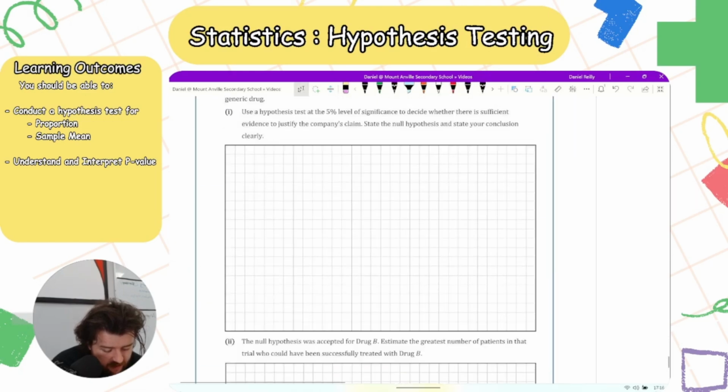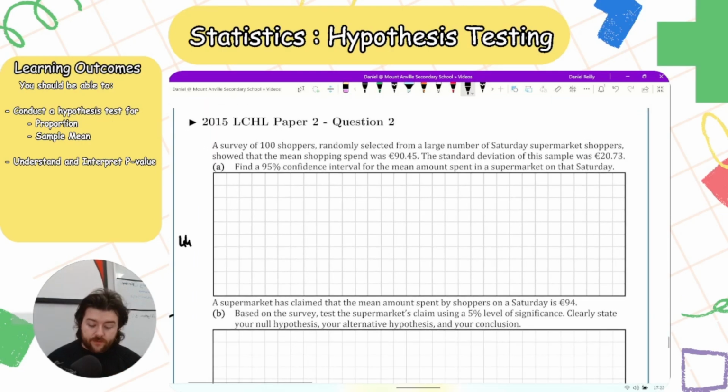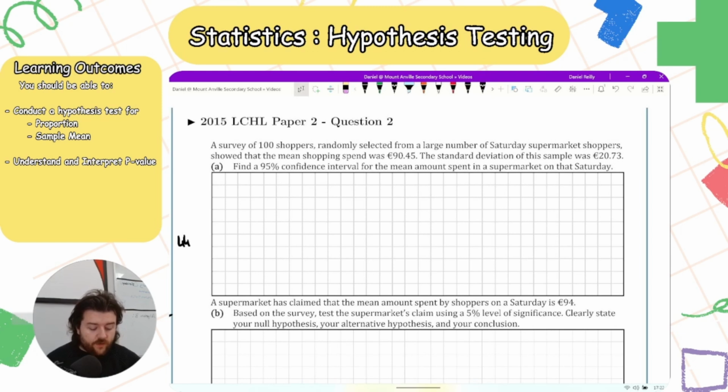Right. Just 3 questions left, really quick. Hopefully. Right, so let's look at this one now from 2015. So a survey of 100 shoppers, that's my sample size there, randomly selected from a large group of Saturday supermarket shoppers, showed that the mean shopping amount spent was €90.45. The standard deviation of the sample was €20.73. So it's X hat plus or minus 1.96, create 95% confidence interval for this amount. Standard deviation over square root n.